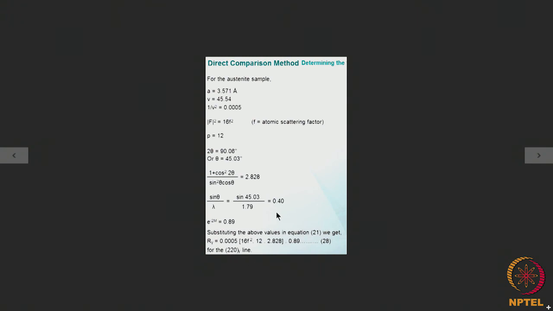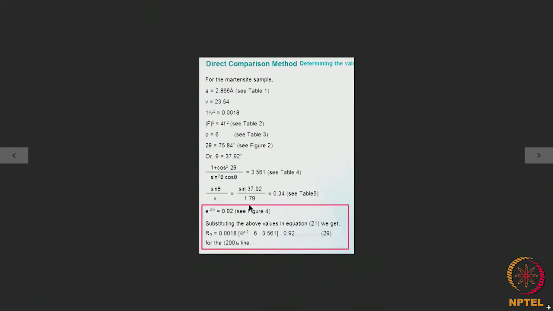In a similar method, when you look at the chosen line from the martensitic sample, which is the 200 martensite line, a is 2.866 angstrom from the table which I have shown already.